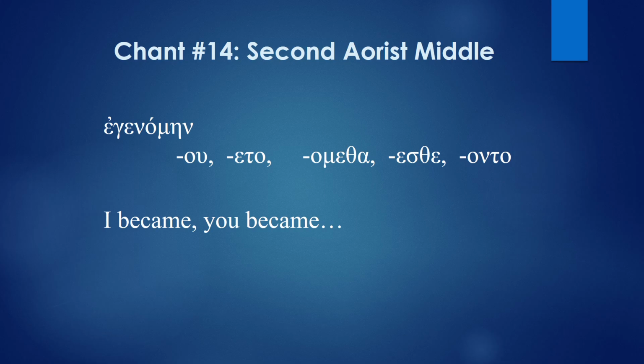Then over to the first person plural, ometha, meaning we became. The second person plural, esthe, meaning you all became. And then the third person plural, onto, meaning they became. And now, just the chant by itself, second aorist middle indicative: egenomen, ou, eto, ometha, esthe, onto.